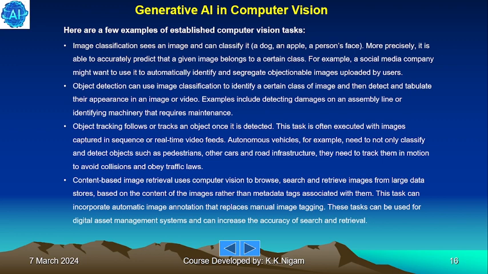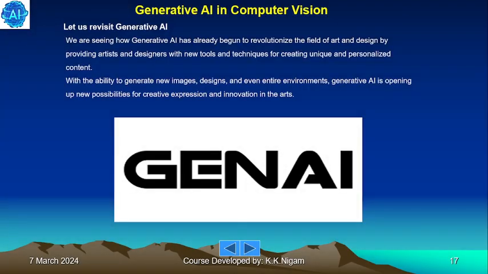Content-based image retrieval uses computer vision to browse, search, and retrieve images from large data stores based on the content of the images rather than metadata tags associated with them. This task can incorporate automating image annotation that replaces manual image tagging. These tasks can be used for digital asset management systems and can increase the accuracy of search and retrieval.